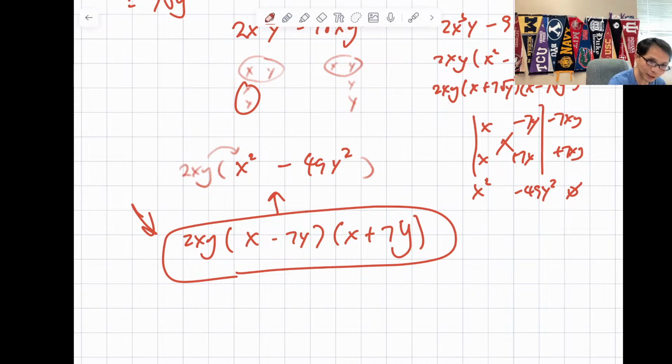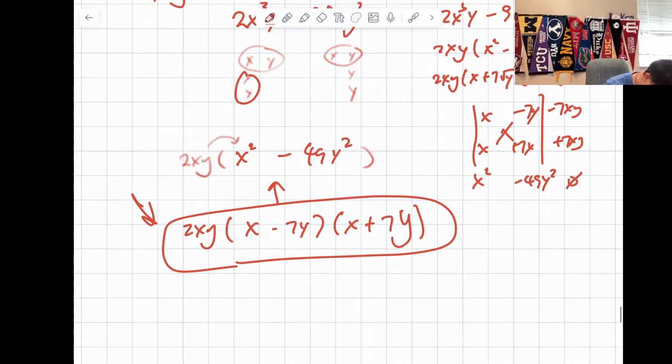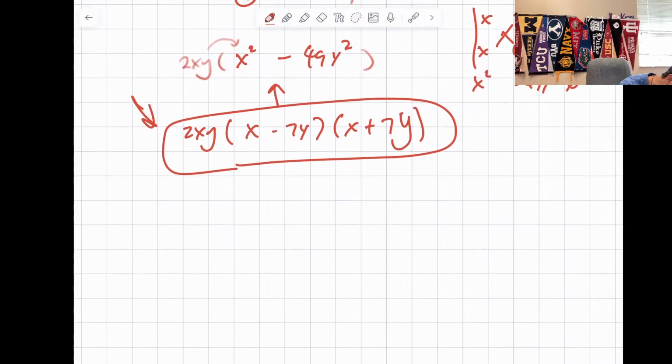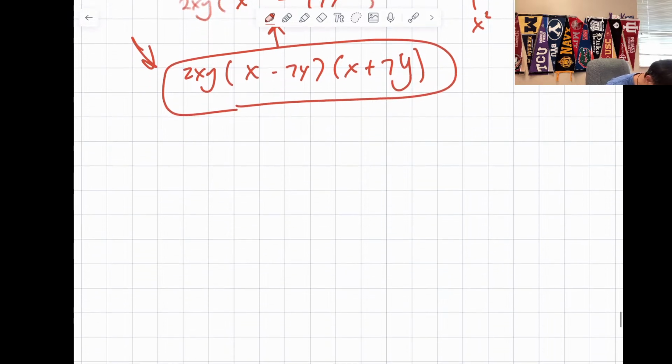Let me see if I can find another one. I'm going to have to look from here. Worksheet, factoring worksheet. Okay, let me get this one. Factoring. Okay, let me give you this one.